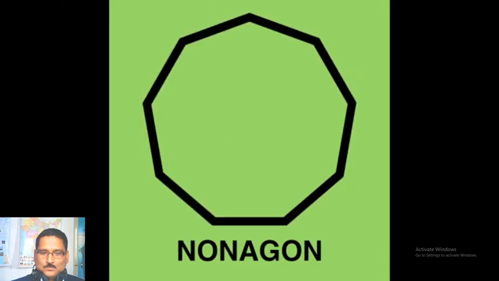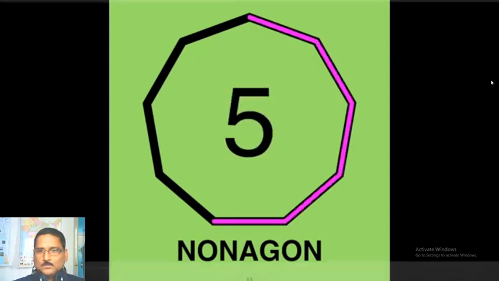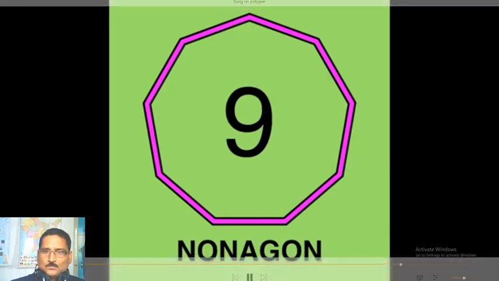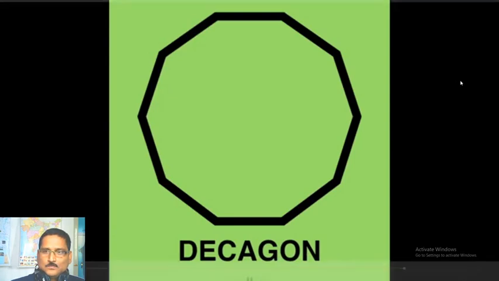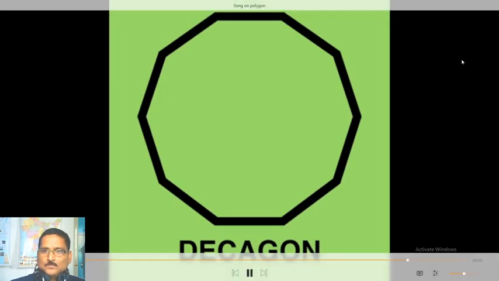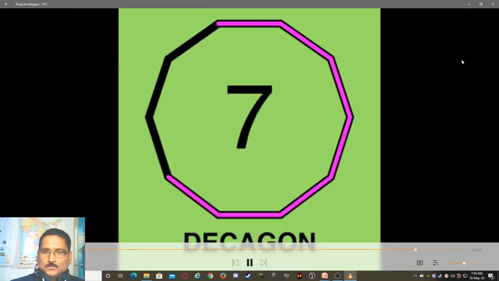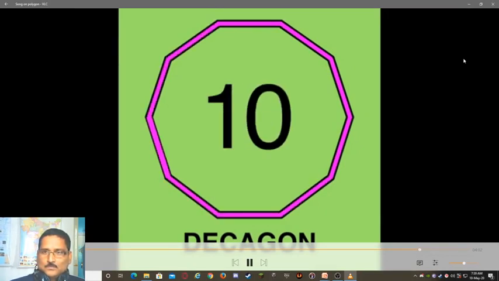Draw a nonagon up in the air. 1, 2, 3, 4, 5, 6, 7, 8, 9. Draw a decagon up in the air. 1, 2, 3, 4, 5, 6, 7, 8, 9, 10.